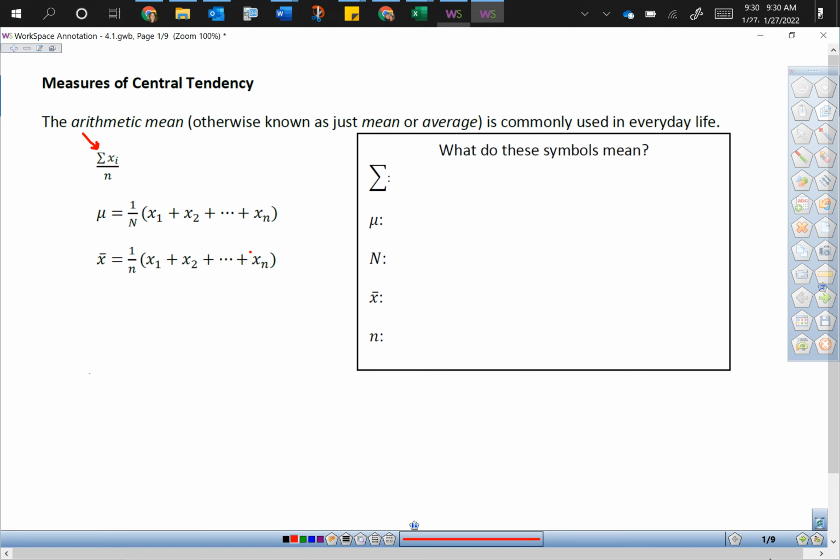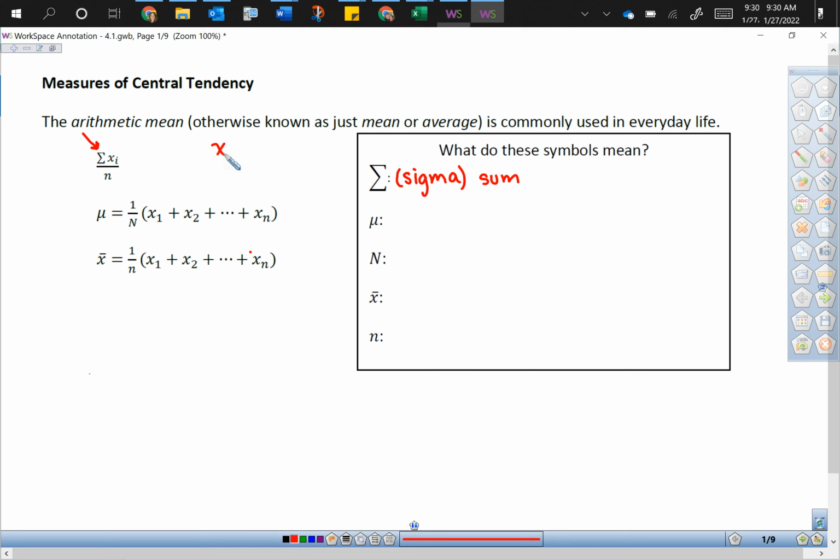So over here we have this little box. It says, what do these symbols mean? In parentheses, I'm going to put how we say it. That's called sigma. Okay? And it means the sum. Sigma means sum. Okay? Now, you're taking the sum of whatever comes after it. So it's saying the sum of x sub i.